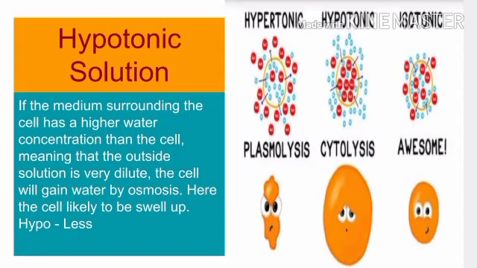Our next point is hypotonic solution. If the medium surrounding the cell has a higher water concentration than the cell, meaning that the outside solution is very dilute, the cell will gain water by osmosis. Here the cell is likely to swell up. Here hypo means less. The following picture depicts the hypotonic solution. The first one depicts the cell, with things coming out of the cell body.